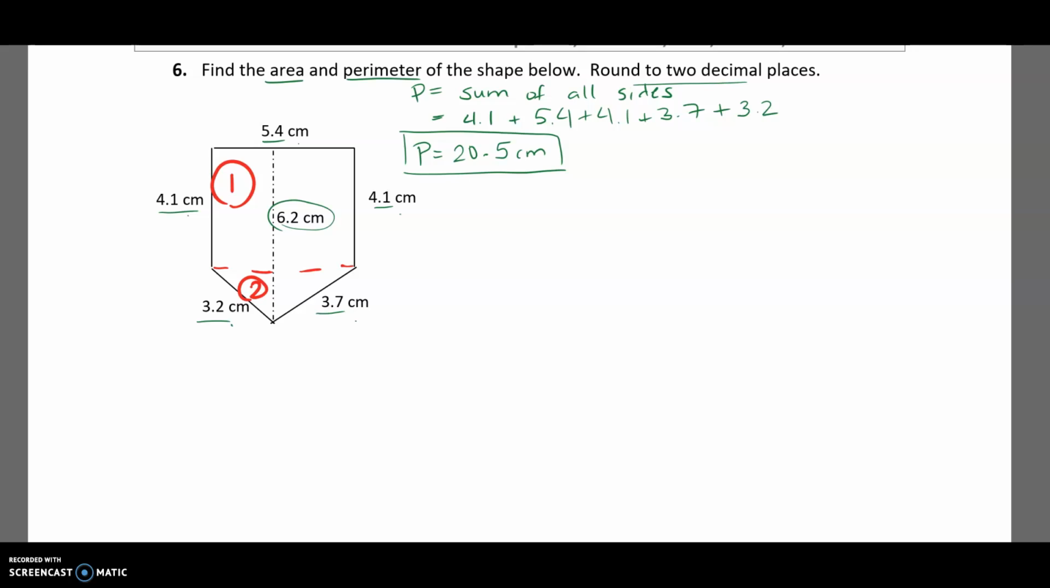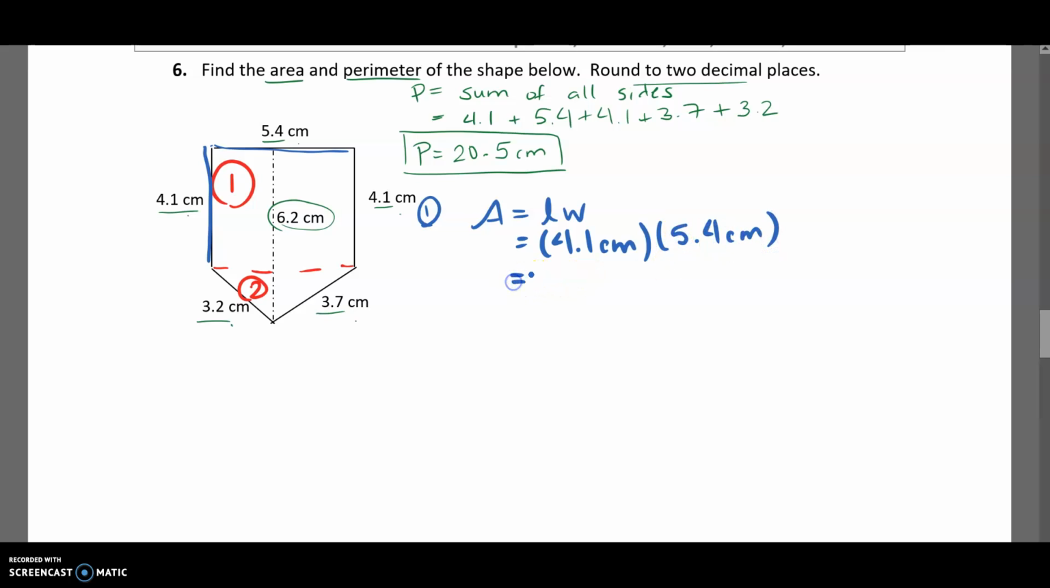First, I'll look at the area of what I've called shape number 1, which is a rectangle, and the formula for that is length times width. For this rectangle, my length is 4.1 centimeters, and my width is 5.4. So 4.1 centimeters times 5.4 centimeters. When I multiply those together, I get 22.14 square centimeters.